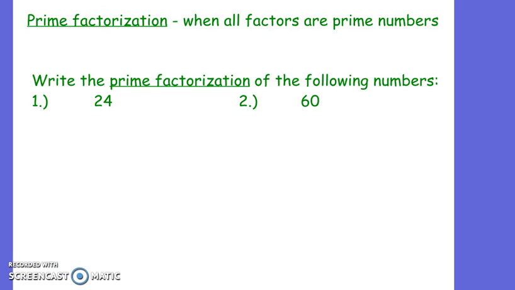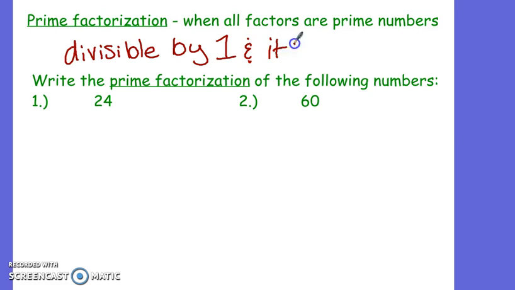So now we're going to talk about what prime factorization is. Prime factorization is when all the factors are prime numbers. Remember, prime numbers are divisible by 1 and itself. For instance, 3, 5, 11. Those are all prime numbers. So it says write the prime factorization of the following numbers.